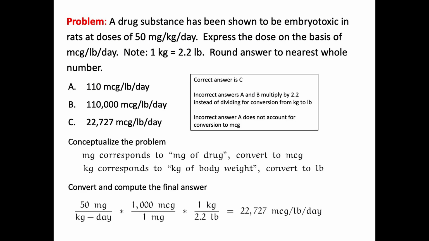I think this is a pretty straightforward question, but I wanted to highlight this idea of conceptualizing values. Because we have two weight values, there is the weight in milligrams and there's a weight per kilogram. So which is which? What you should try to interpret out of here is that the rate of 50 milligrams per kilogram per day means that the milligram represents the weight of the drug, whereas the kilogram represents the weight of the rat, or the body weight, if you will. And those are two separate factors, even though they're both measures of weight.